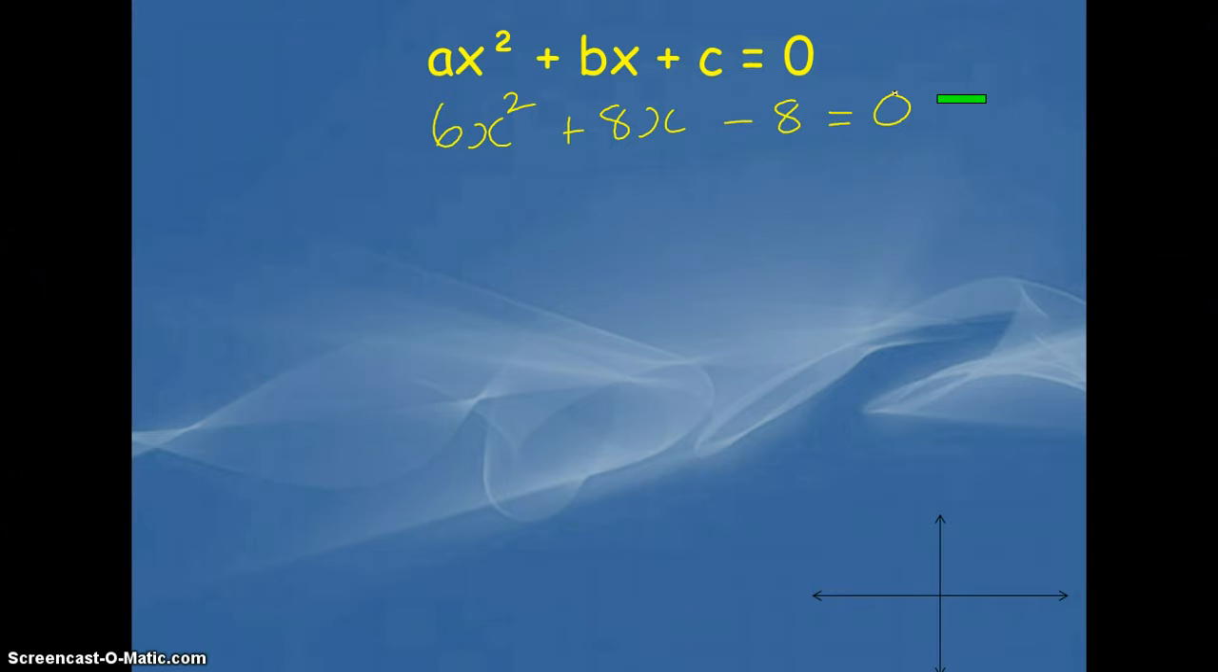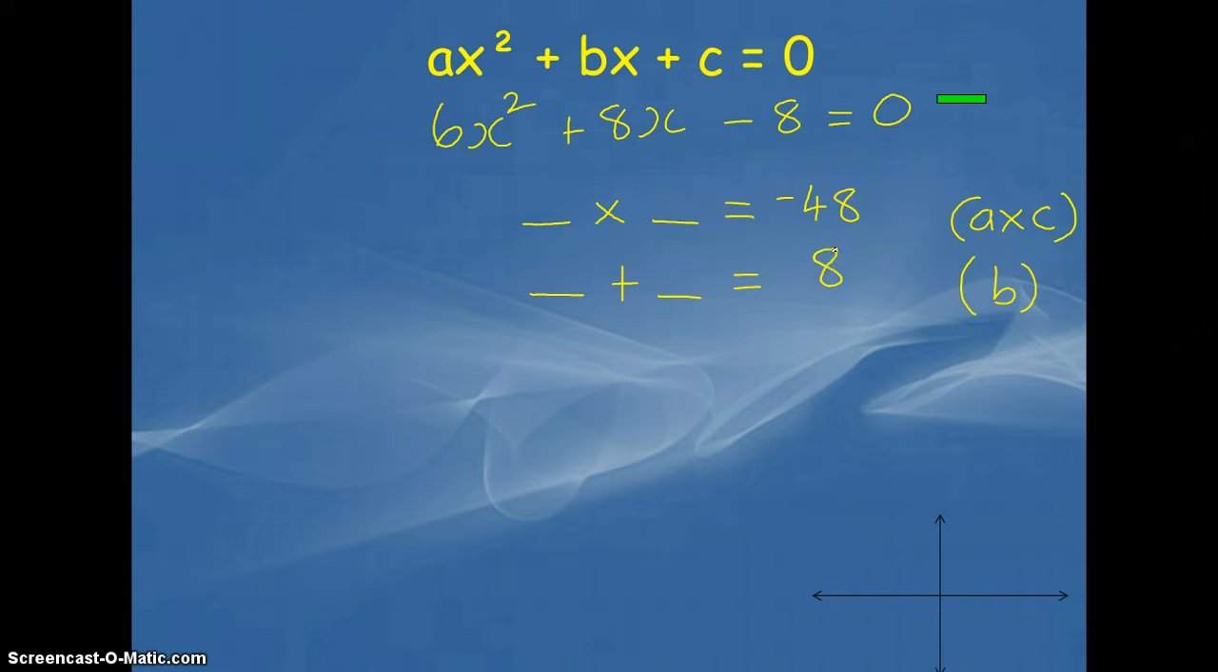Now, we have to ask ourselves a question at this point. What two numbers will multiply to give me the value of ac? So that is a times by c. Well, a times by c gives me minus 48. But also, what same two numbers will add to give me the b value? Now, the b value in this case is 8.